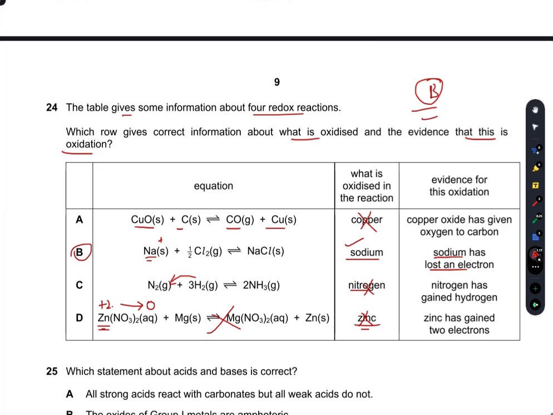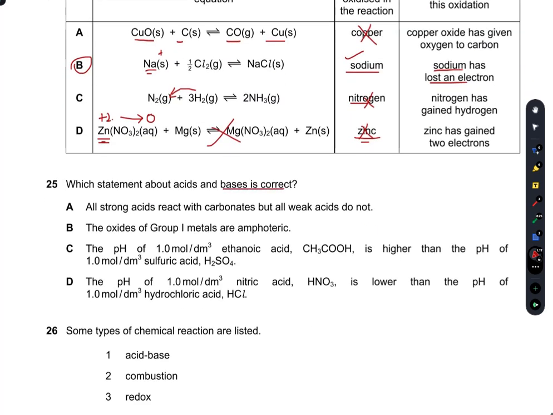Which statement about acids and bases is correct? All strong acids react with carbonates, but all weak acids do not. This is false. The oxides of group 1 metals are amphoteric. No. The pH of 1 mole per decimeter cube of ethanoic acid CH3COOH is higher than the pH of 1 mole per decimeter cube of H2SO4. This is true, and C would be the right option.